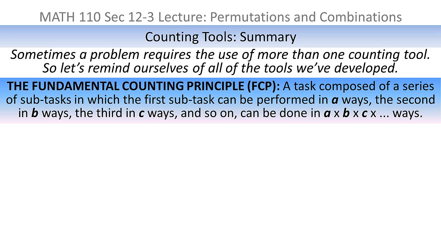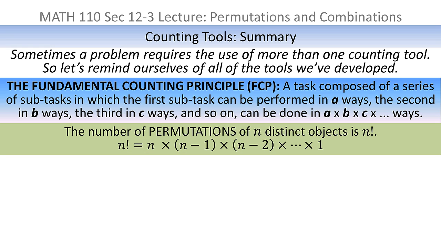Going all the way back, we had the fundamental counting principle, what I call the FCP. It says a task composed of a series of subtasks in which the first subtask can be performed in A ways, the second in B ways, the third in C ways, and so on, can be done in A times B times C, continuing the multiplication, that many ways. We already knew that from an earlier discussion of counting techniques.